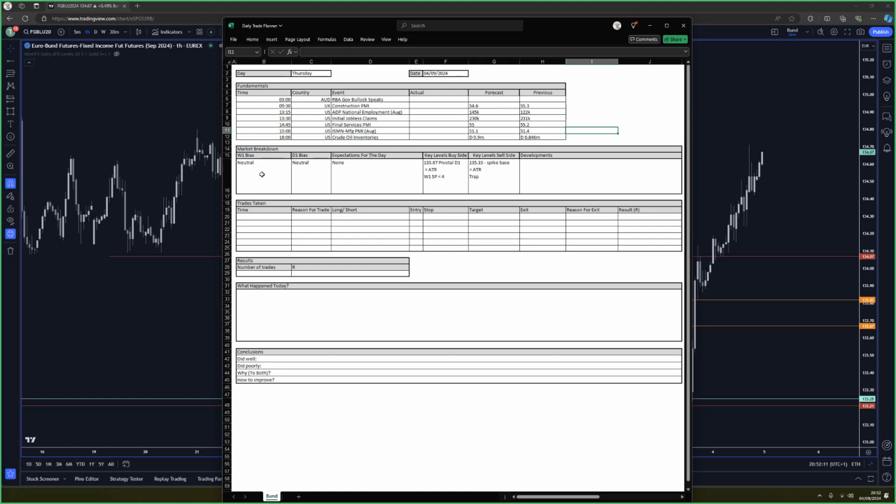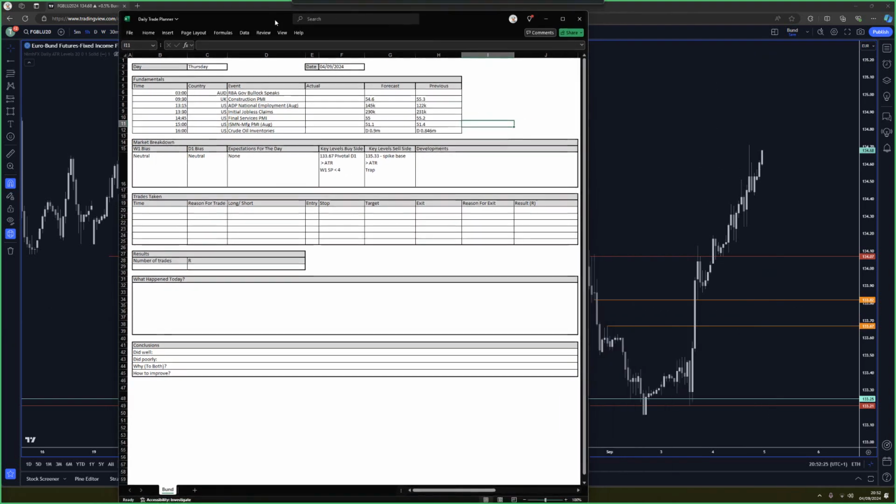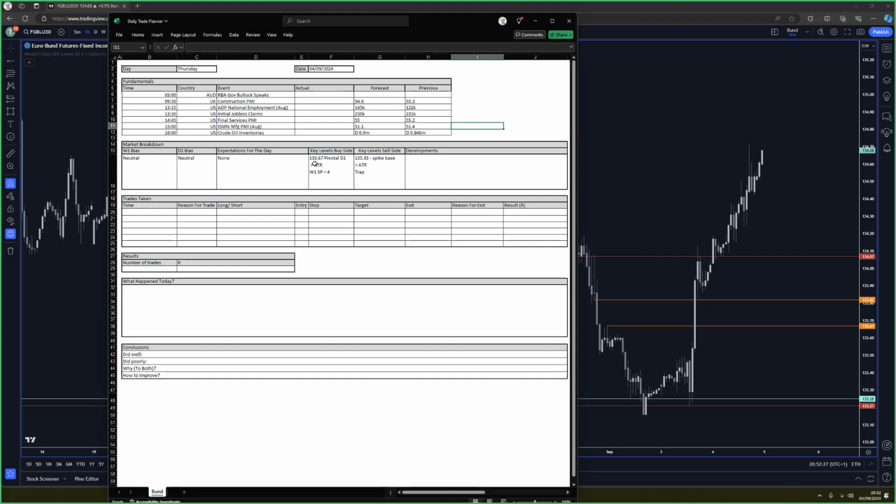You can see that I've got a weekly bias that's neutral, a daily bias that's neutral. No real expectations for the day, but the key levels on the buy and sell side and why I like them. So the 33.67s down here, it would be past ATR, something I'll talk more about tomorrow, but for those that know me, they know that I love mean reversion trades.